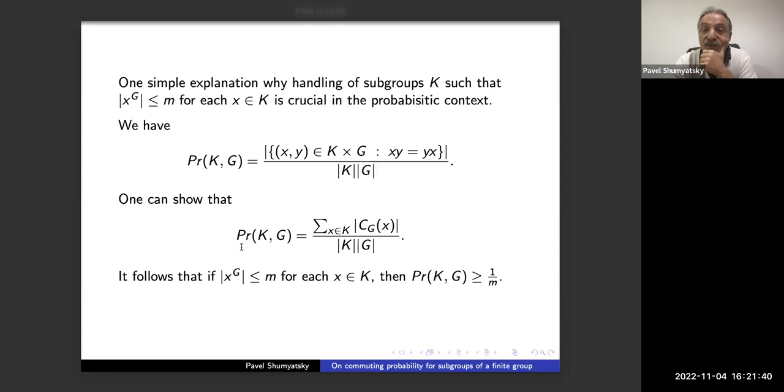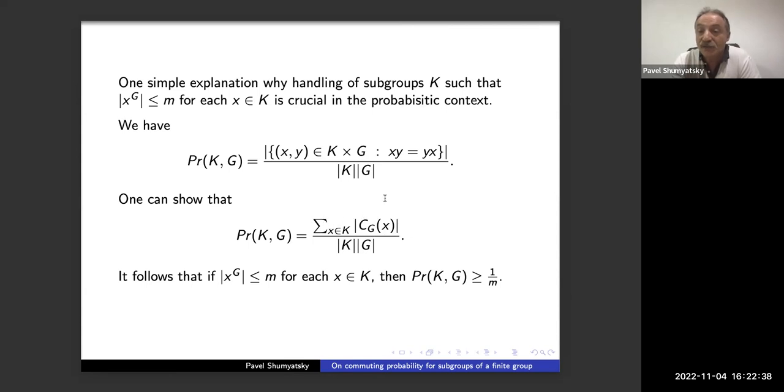Let me quickly explain why this is important in the probabilistic context. In general, suppose we have a subgroup K such that every conjugacy class of an element from K has size at most M. But I mean conjugacy class in the group G, not just in K. So what is the commuting probability of K in G? This is the number of commuting pairs from K times G divided by the total number of pairs. So if we fix x in K, how many y's can we choose to get a commuting pair? Well, of course, it's precisely the order of the centralizer of x. So this number can be written as the sum of the orders of all centralizers over all elements from K divided by the order of K times the order of G.